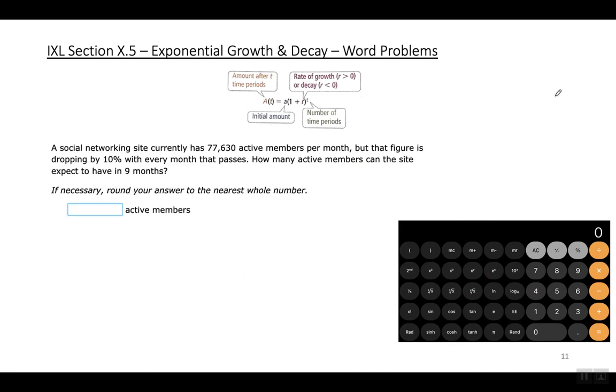All right, next one. A social networking site currently has this amount of members. So that's my initial amount. But the figure is dropping by 10%. So by now it should be automatic. If it's dropping by 10%, I'm going to put 0.90 here because 100% minus 10% is 90%, and 90% as a decimal is 0.90. How many active members can the site expect to have in 9 months? Because this is happening every month.